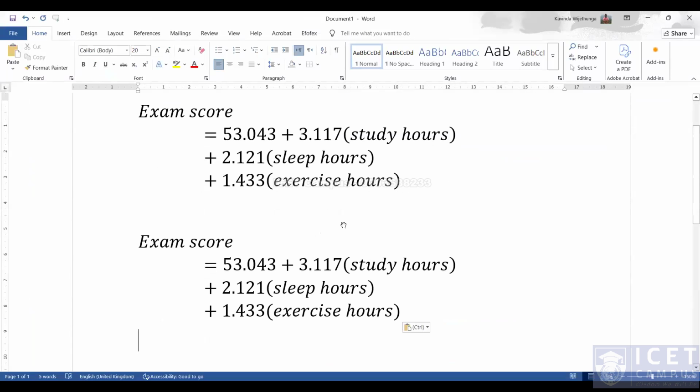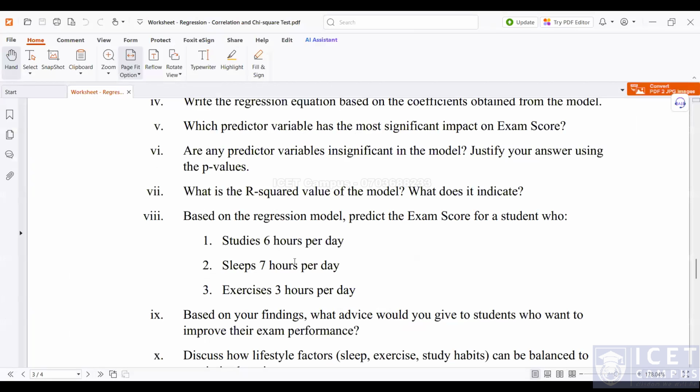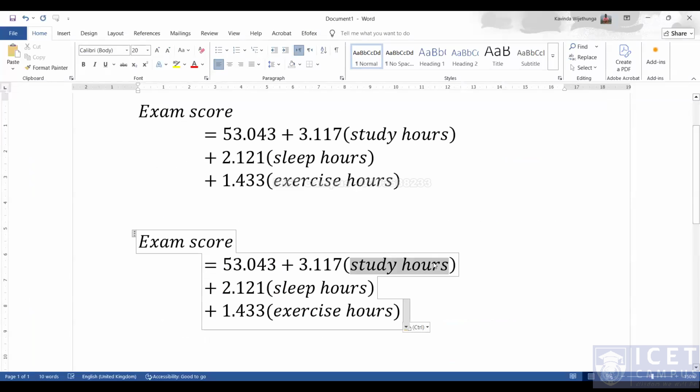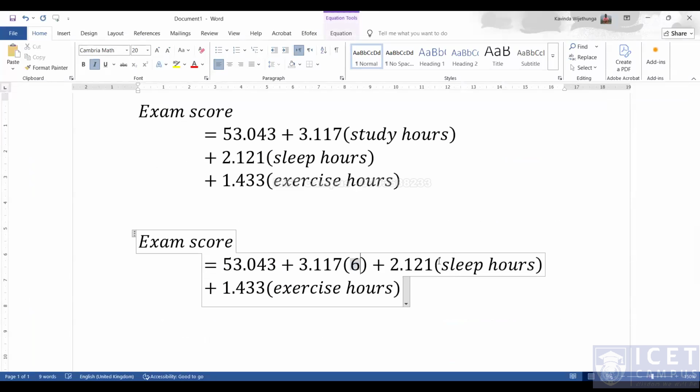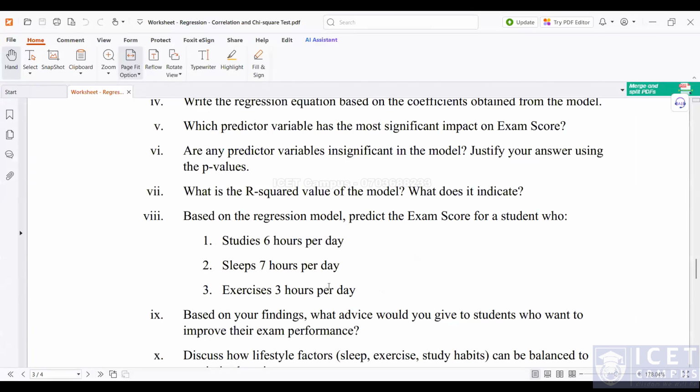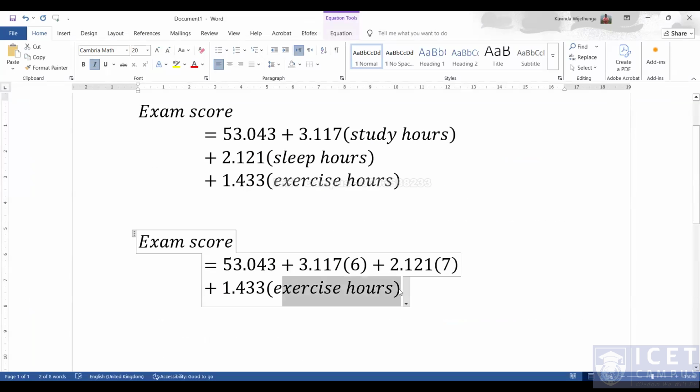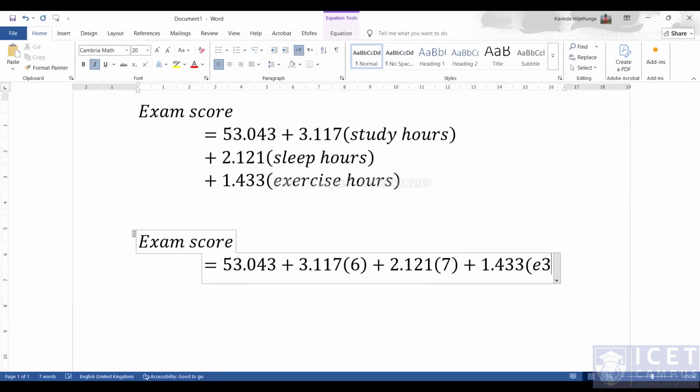It's given: study hours, 6 hours per day. Sleep hours here is 7, sleep 7 hours, and exercise 3 hours. 3 hours exercise. Then we can do the calculations and find the exam score.